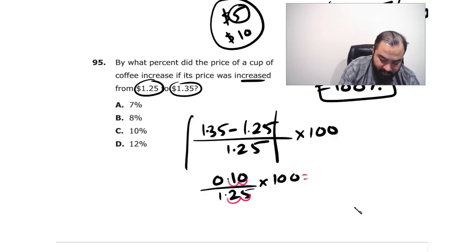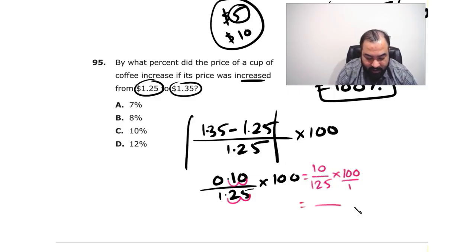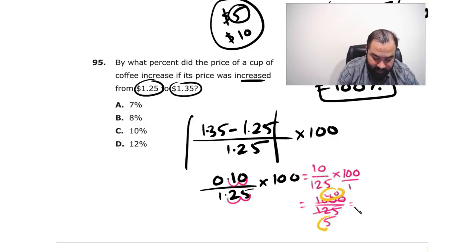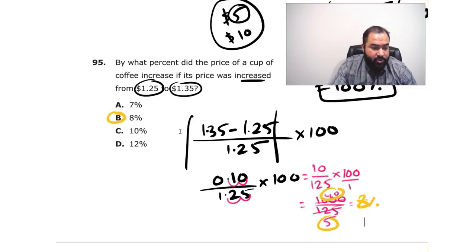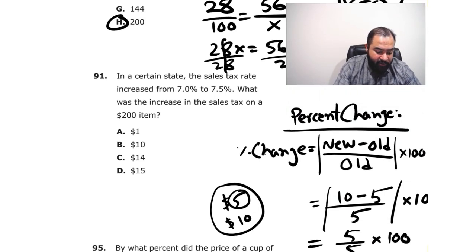So I get a 10 over 125 times it by 100, right? So that's 1000 over 125. I can simplify it by 25. 25 goes into 125 5 times. 25 goes into 1000 like 40 times, right? So, and this 40 divided by 5 is just 8. So it's 8%. Clear?